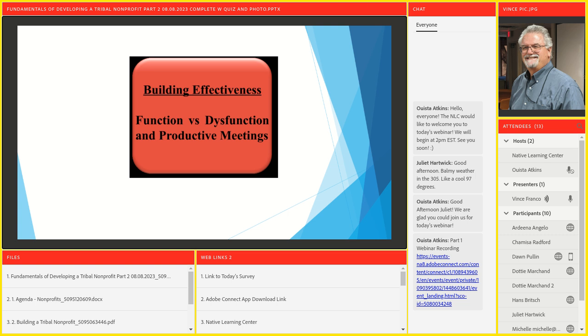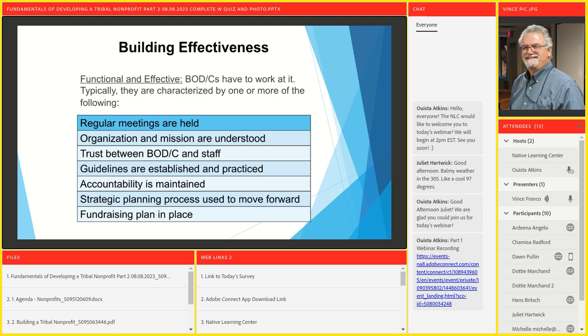In fact, the IRS is going to be looking for you to be able to describe your structure, let alone a lot of other things like fundraising and all that, once you apply for that 501c3. So put this on your list of things to be aware of. And now let's move into this actual description of a function, the difference between functional and effective boards. Boards have to work at it, like every organization.